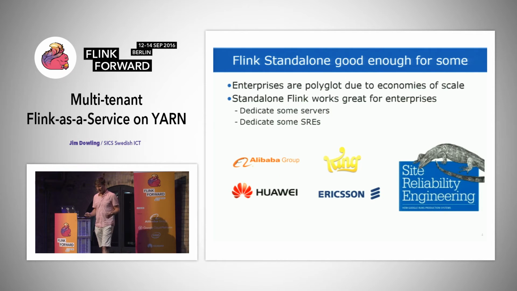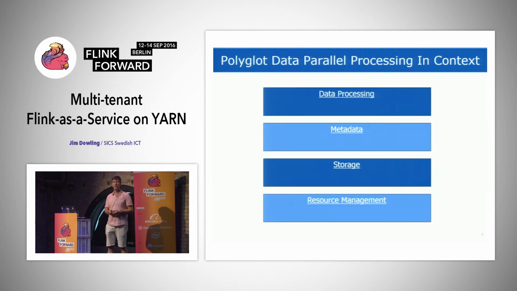But what we've seen at this conference quite a lot is that companies are polyglot by nature. So if you're a large company, we've seen some very large companies here. We've seen Uber, we've seen Alibaba, and so on. And they have huge deployments, right? So these huge deployments, they can dedicate some servers, dedicate some people. They can run Flink standalone. That's no problem. What about the rest of us, the little guys?